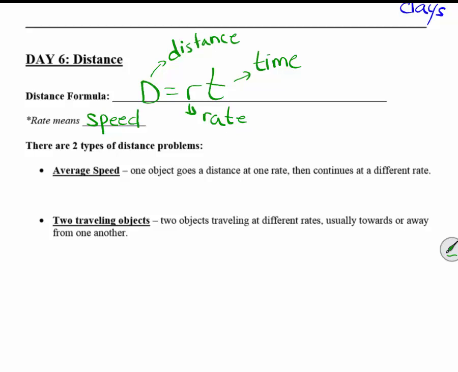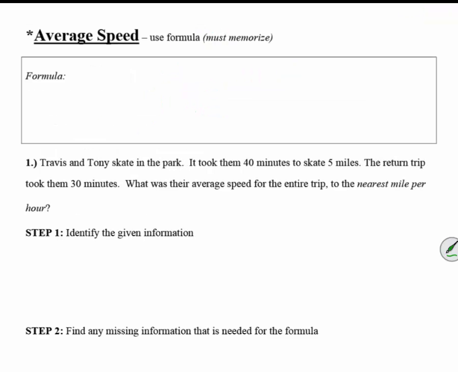We're going to be looking at two different types of problems. The first one's called average speed, where one object goes a distance at one rate, then continues at a different rate. And then two traveling objects, where they're traveling at different rates, and they're either going towards or away from each other. All right, we're going to start off with the average speed.